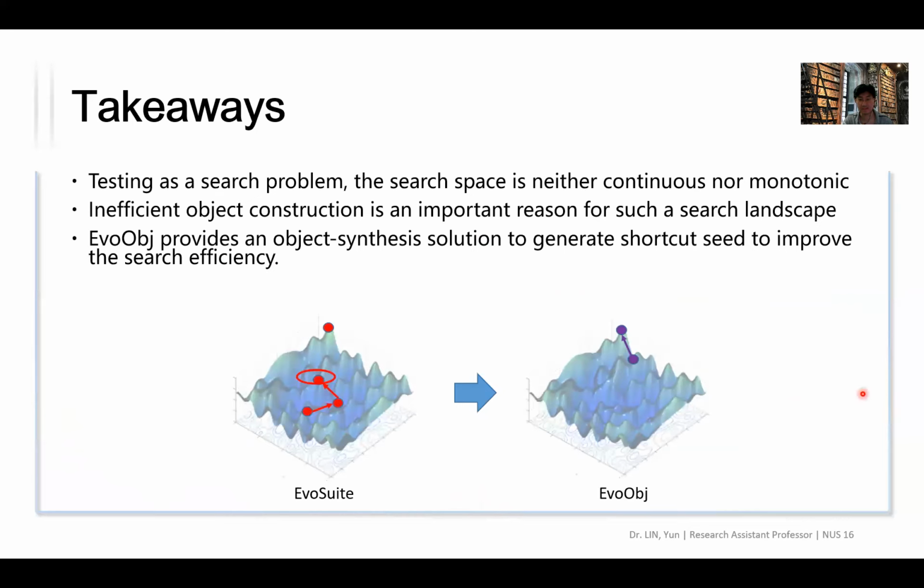And here is the takeaway of this presentation. For SBST, the search space is usually neither continuous nor monotonic, so SBST can easily degrade to random testing in practice. And we observe that inefficient object construction is an important reason for such a search landscape, and we propose EvoObject to effectively synthesize objects to enhance the test evolution efficiency.